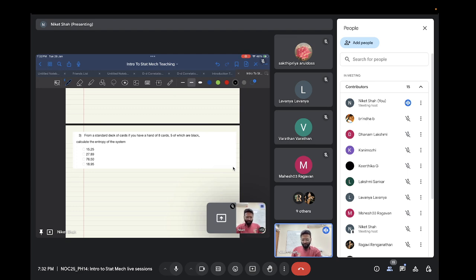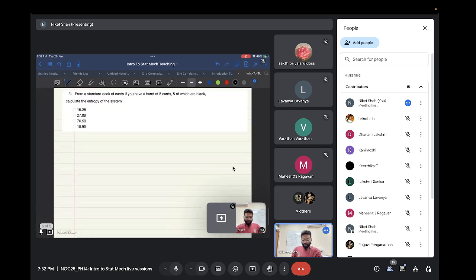From a standard deck of cards, this is question number 3 now. From a standard deck of cards, if you have a hand of 8 cards, 5 of which are black, calculate the entropy of the system. Does anyone know how to approach this? Does anyone have an idea how to approach this problem? Solve this?